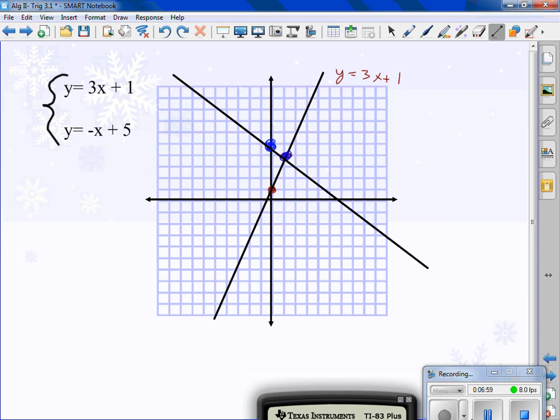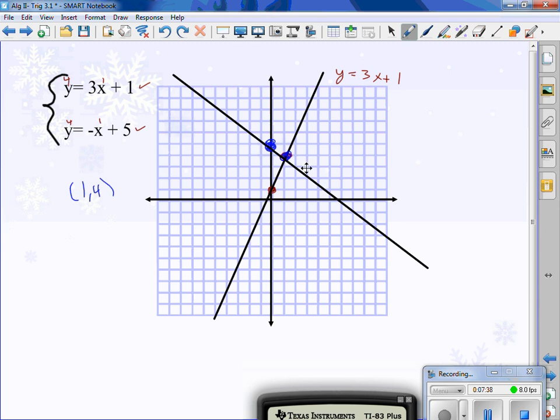What's my intersection point? Over 1, up 4. So my intersection is 1, 4. What this means is if I put 1, 4 into this equation, that's a 4, that's a 1. What's negative 1 plus 5? 4. It worked. Okay, that's a 4, that's a 1. What's 3 times 1? 3 plus 1 is 4. It works for both. It is the intersection point of both graphs.